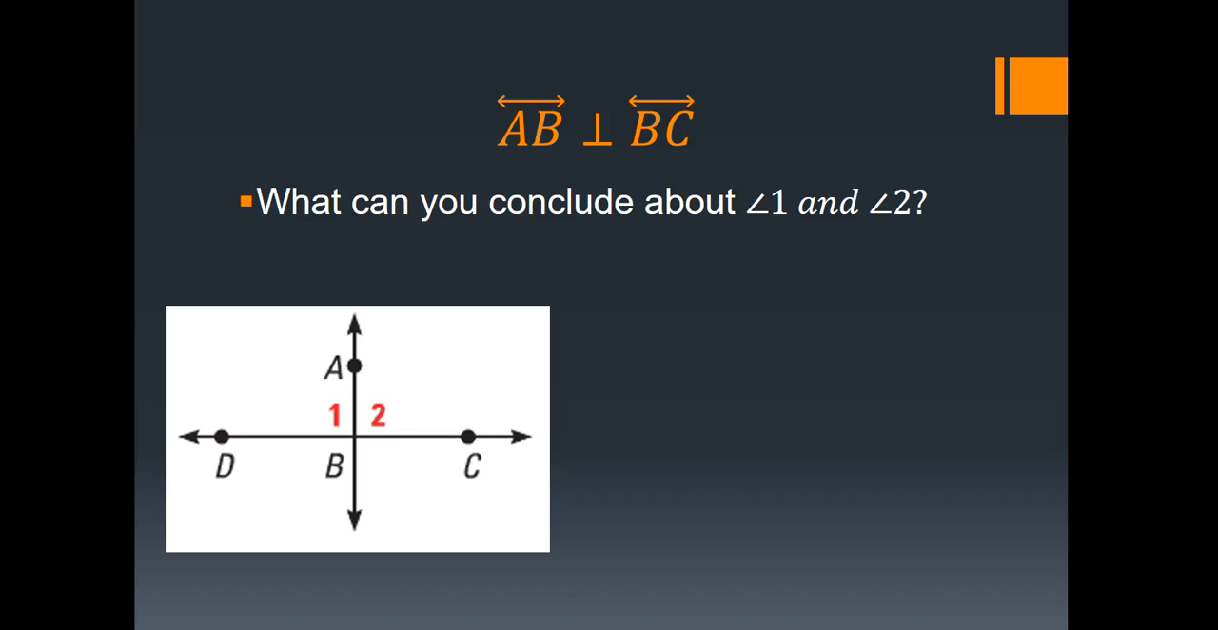Alright, so what can we conclude about angle 1 and angle 2? So up here it says line AB, and this symbol means perpendicular, so if you see that, that's what that means, to line BC. So AB is perpendicular to BC. Perpendicular means that they make right angles. So we could conclude that angle 1 is congruent to angle 2 because they're both right angles.